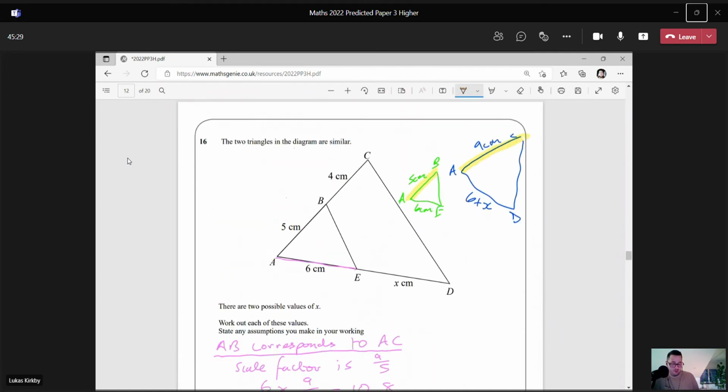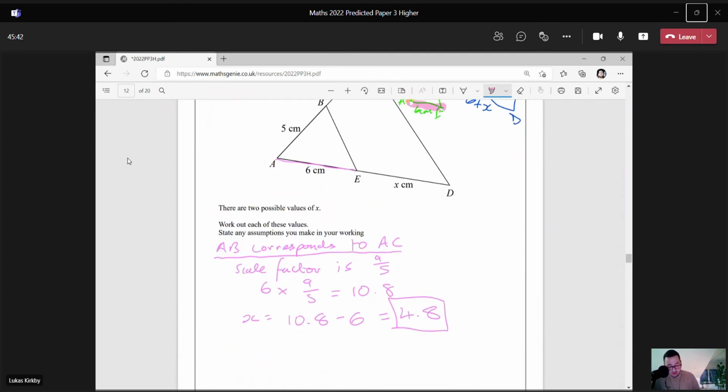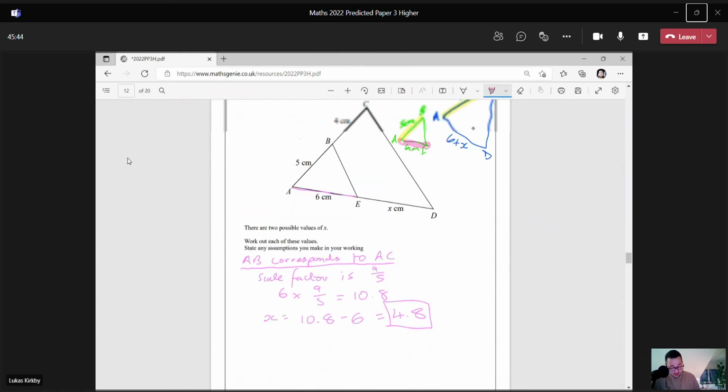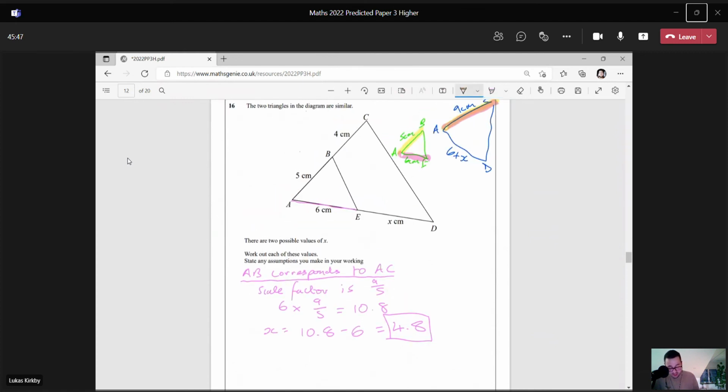All right, and then option 2. Now, just because they fit inside each other doesn't mean that these two are going to match. Your other option is that this 6 matches up with this 9. So our second, let's just zoom out again, just so we can see the whole thing. So our second option is that AE corresponds to AC.